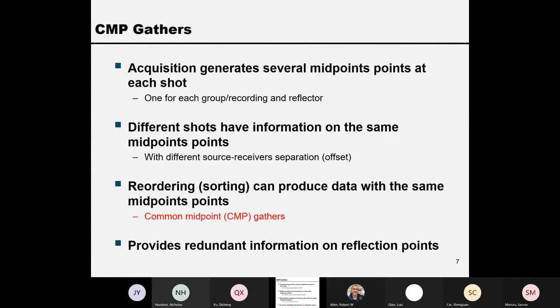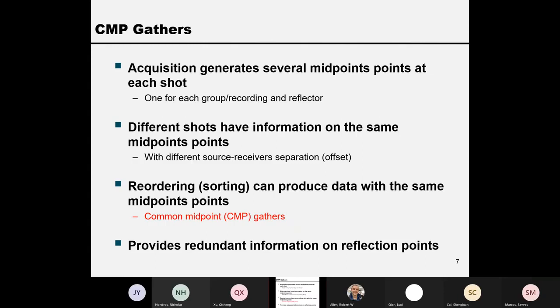That was the CMP concept. Now we're talking about CMP gathers. The purpose of the CMP concept was to provide redundancy of information for the analysis. In acquisition, a CMP gather means acquisition generates several midpoints at each shot. Think about marine acquisition: you have an air gun source in the front, leading a stream of receivers. For a single shot, you generate what we call a shot gather, with many receivers together. But in fact, if we're talking about CMP, you can say a single shot generates a series of midpoint gathers for you.